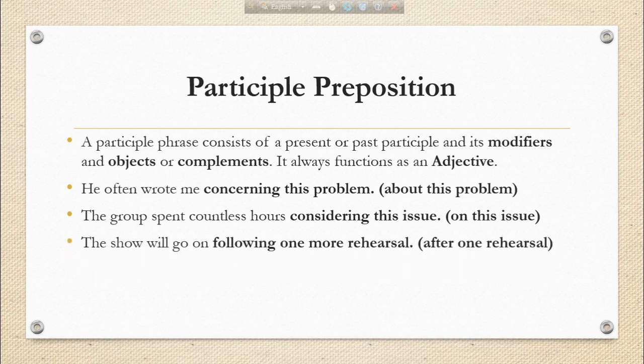Here we have another example. The show will go on following one more rehearsal. Following one more rehearsal indicates after one rehearsal. So following is a participle preposition here.